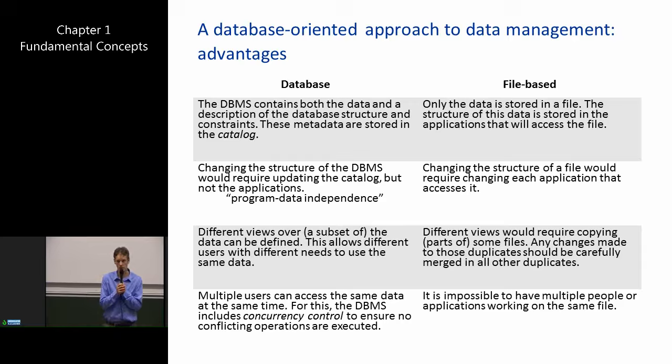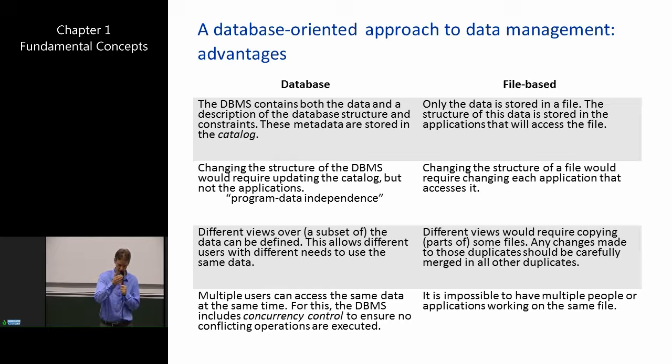So in order to achieve that successfully, the DBMS needs to have facilities for concurrency control. In a file-based approach, this becomes a lot more complicated. In the file-based approach, it is nearly impossible to have people or applications working on the same file. Those facilities for concurrency control are not available. So, in a nutshell, DBMSs have catalogs. This is not available in a file-based approach.